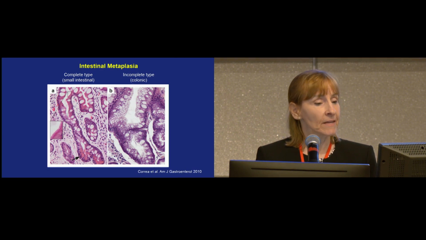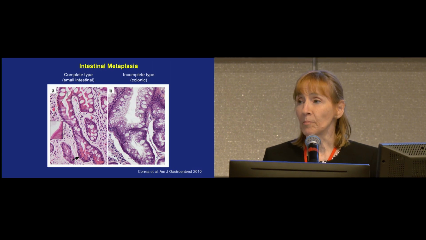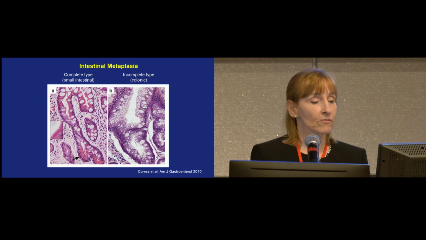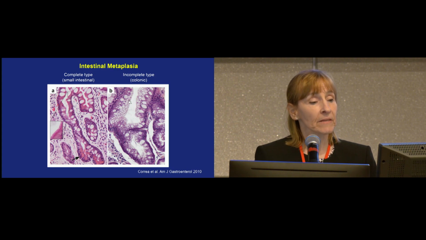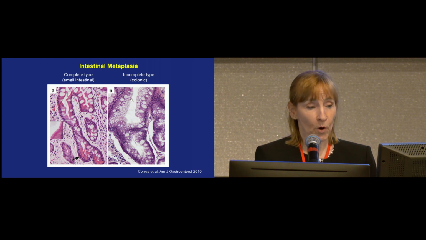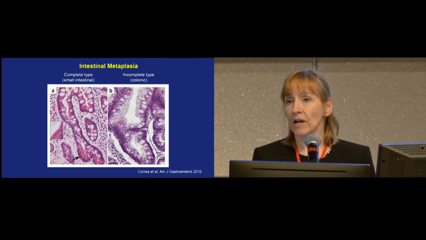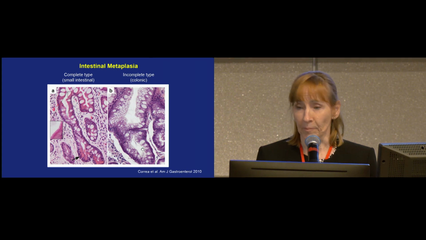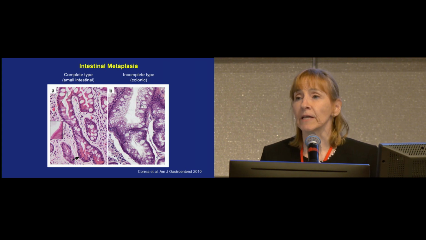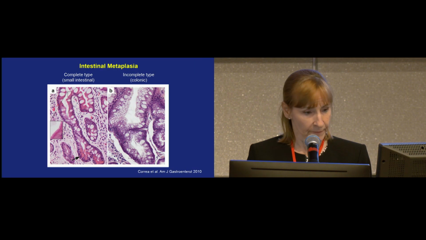This is an example of a gland with incomplete type, where you see goblet cells that may be in different stages of differentiation, and these intermediate cells, columnar cells with mucin droplets. Usually you don't see brush border. There may be an occasional Paneth cell, but that doesn't mean it's complete. So this is important because the incomplete is the type that is associated with progression to cancer.